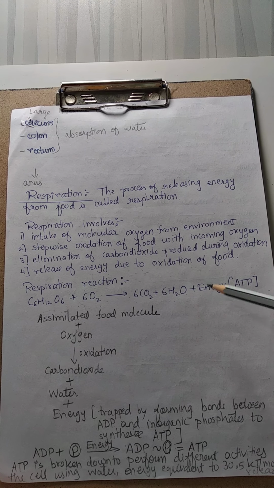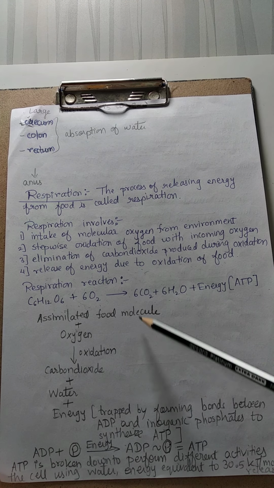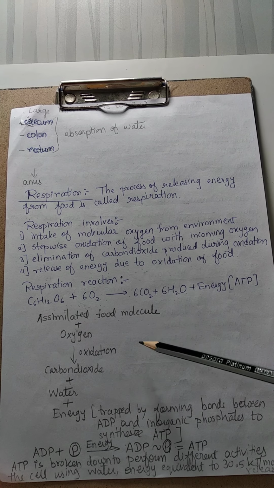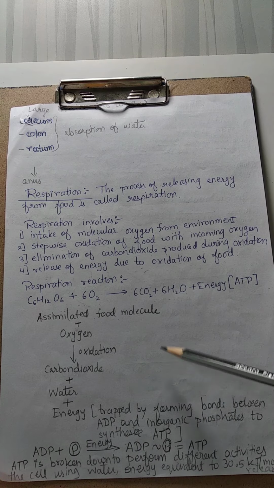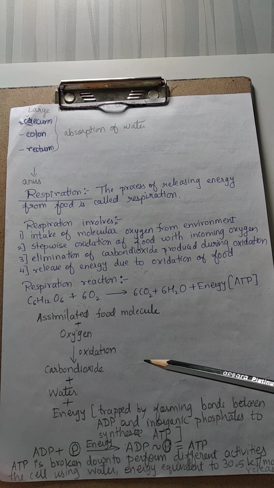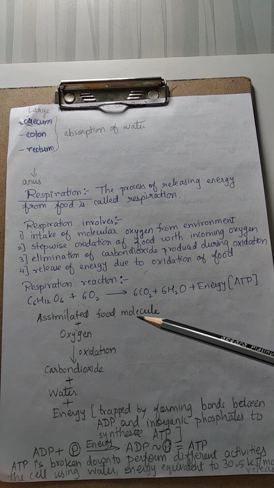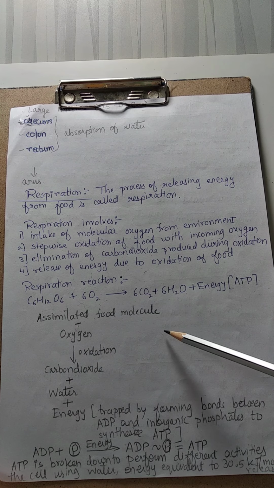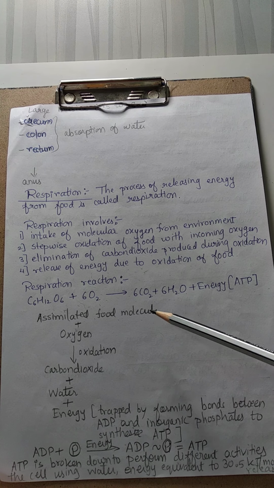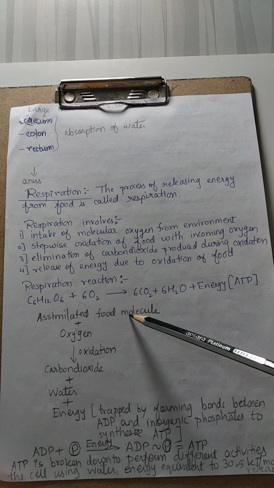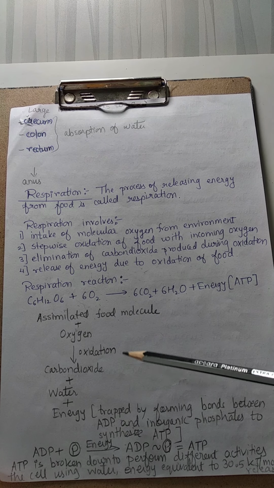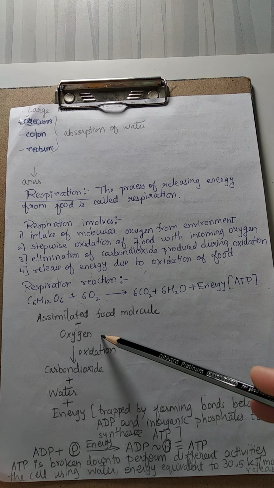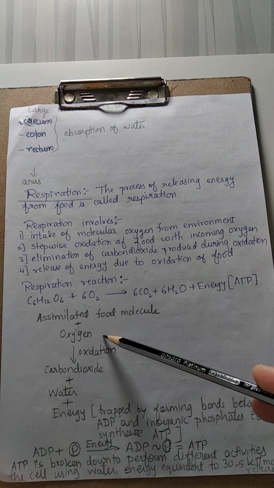Now what happens during aerobic respiration? See, this is the assimilated food molecule, which we have eaten. After digestion, the complex food is converted into simple substances or nutrients, right? And they are absorbed in our blood. So this food reaches each and every cell, right? Then oxygen also reaches each and every cell of our body by the process of respiration, right?